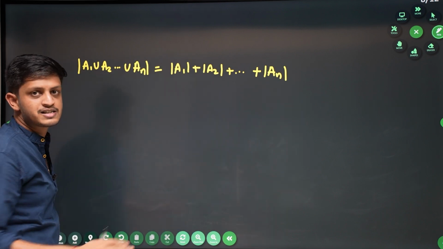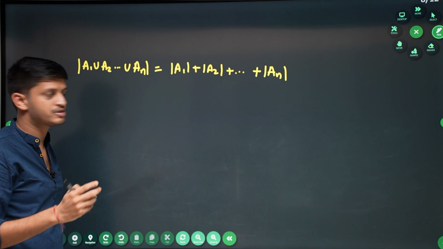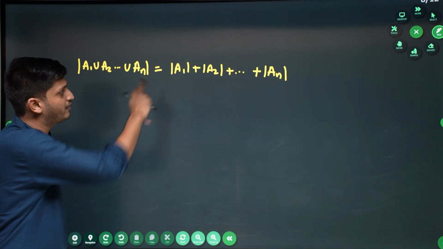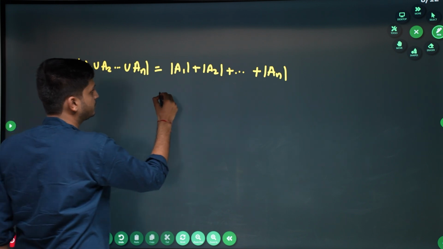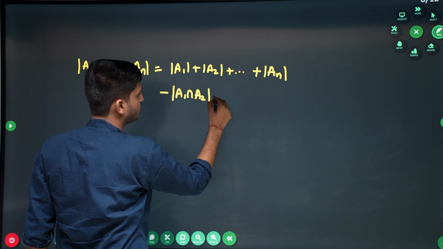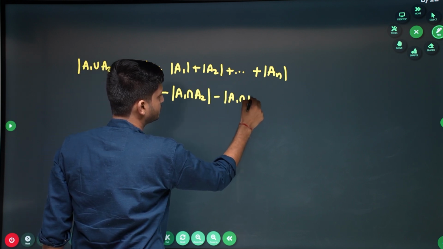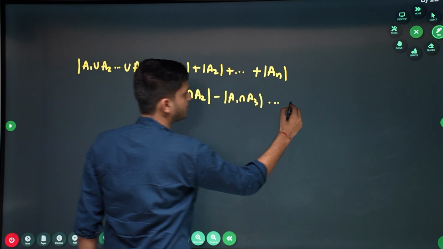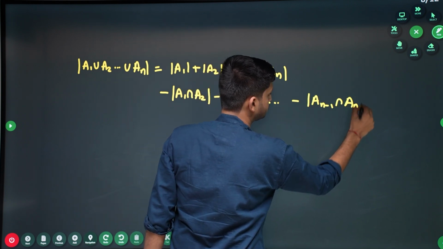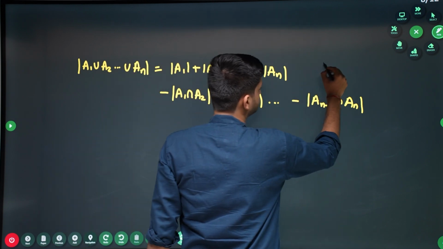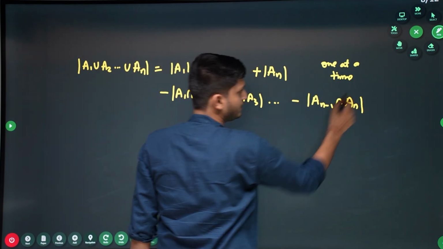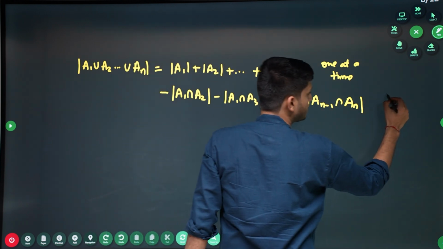So when we are doing this, we are overcounting 2 at a time. So we are overcounting A1 intersection A2 2 times, in A1 and A2 both. So you have to subtract them. So subtract all pairwise, A1 intersection A2, A1 intersection A3, and so on. Subtract all the pairwise, 2 at a time. So this is 1 at a time. These are sets taken 1 at a time, and then subtract 2 at a time.